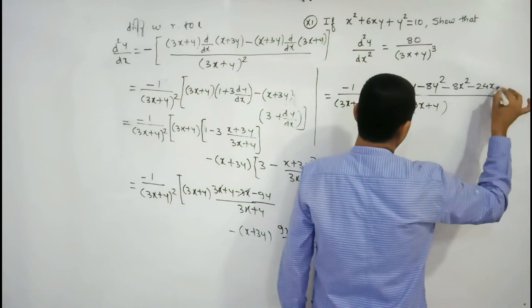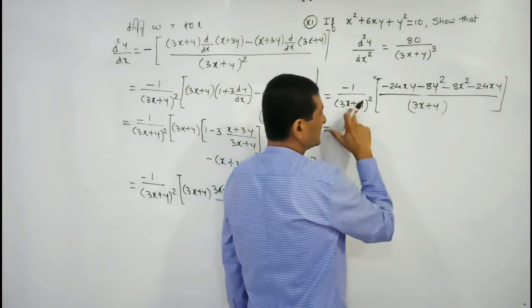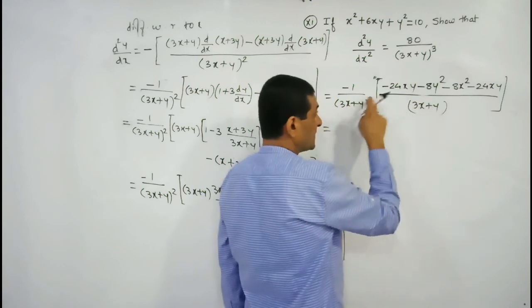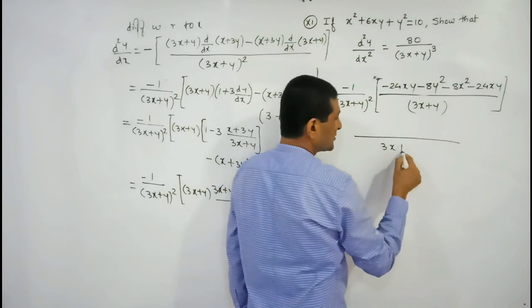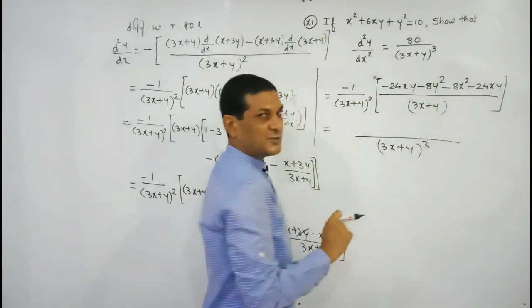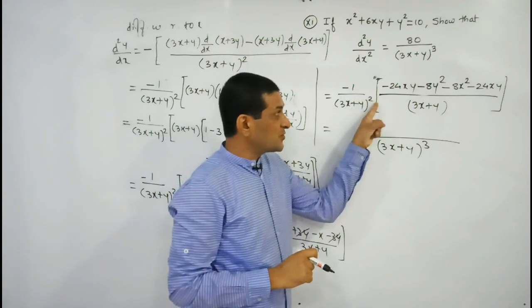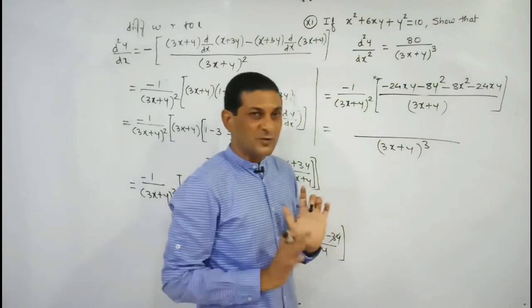Minus 24xy, isn't it? So which is equal to, now in the denominator, 3x plus y into 3x plus y whole bracket square, into 3x plus y will be 3x plus y whole cube. Here power of 3x plus y is 1, and here power of 3x plus y is 2. Since bases are same, we are taking addition of powers. 2 plus 1 will be equal to 3.